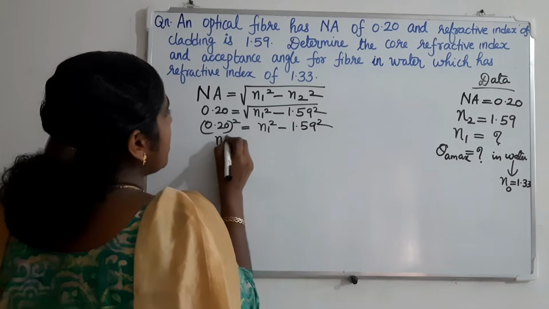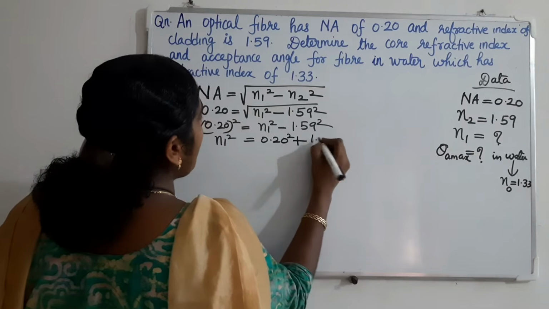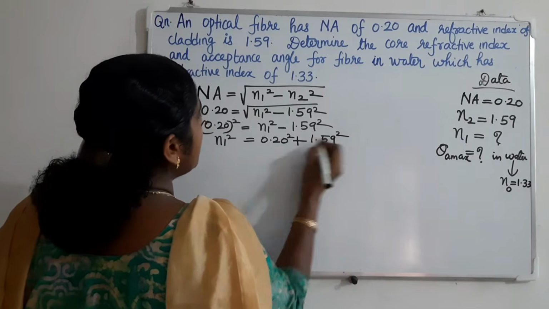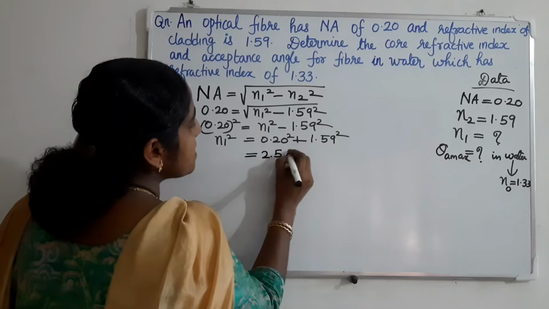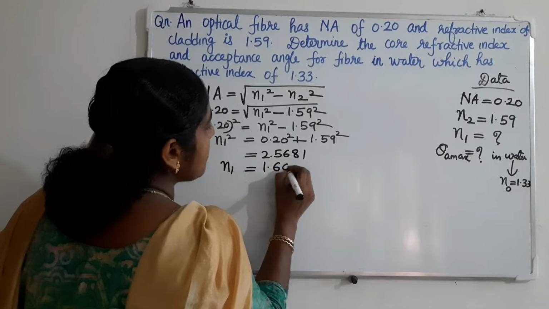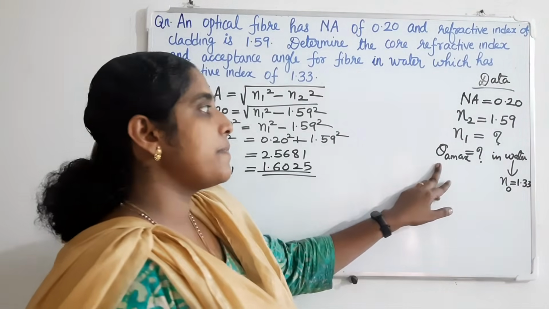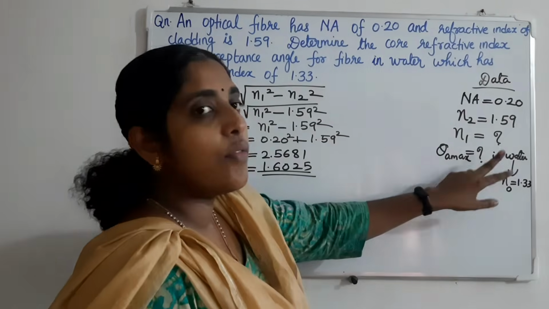That is n1 square is equal to 0.20 square plus 1.59 square. That is equal to 2.5681. On taking the square root, we will get the refractive index of core as 1.6025. So next we want to find out the acceptance angle in water.